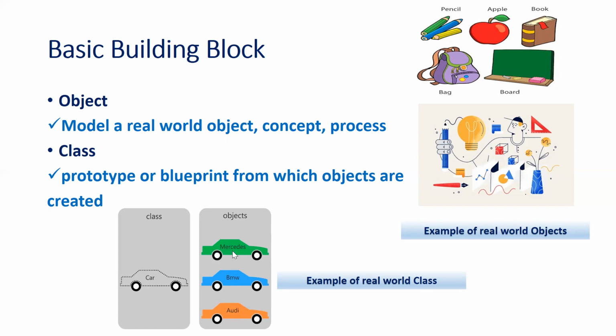So this is a Mercedes, this is a BMW, this is an Audi. Maybe the objects' names can be different, but the properties will be the same, because these objects are created inside this car class. So obviously the properties will be the same because they belong to the same class. So this image represents how the class and objects relate.